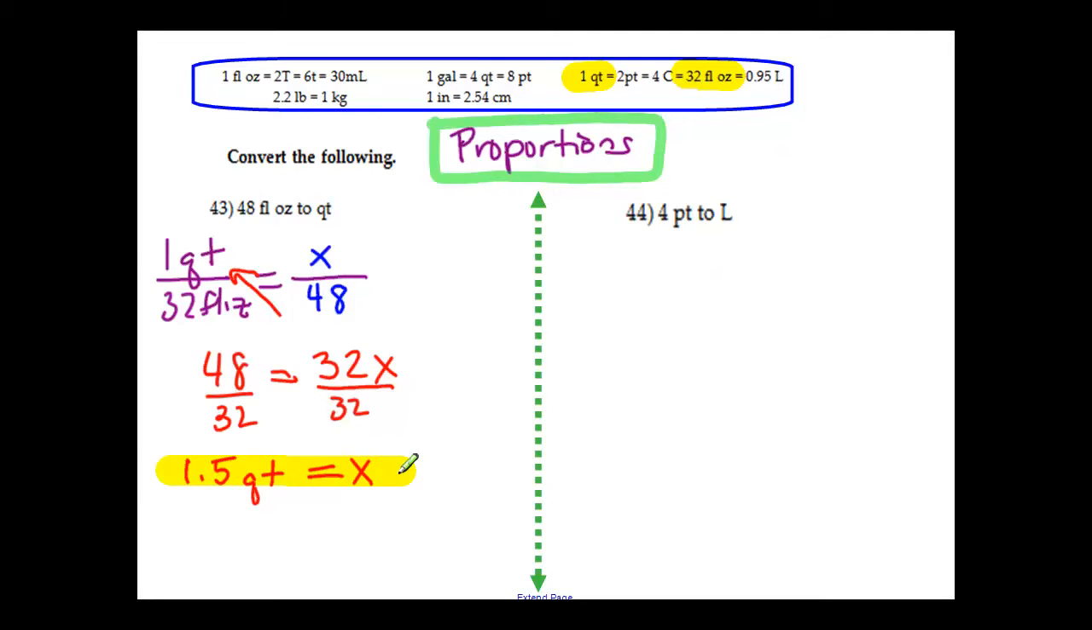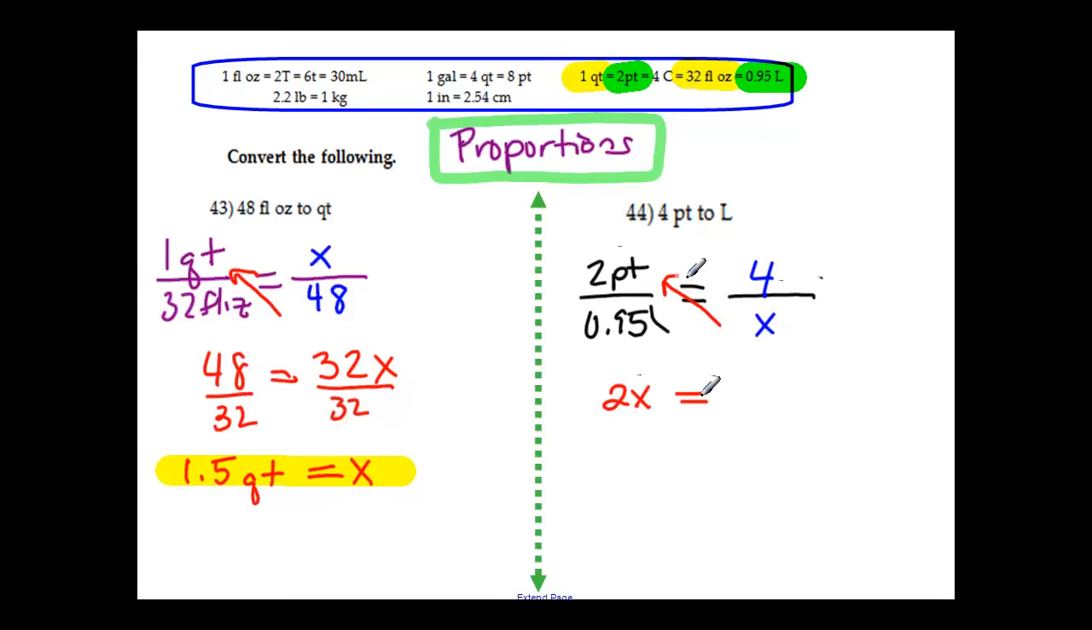Going to number 44, we're dealing with pints to liters. 2 pints equals 0.95 liters is the conversion factor we are using. We're given 4 pints, and we want to know how many liters, so we're going to cross multiply. 2x. We're going to multiply 4 times 0.95, which gives us 3.8. Divide 3.8 by 2.